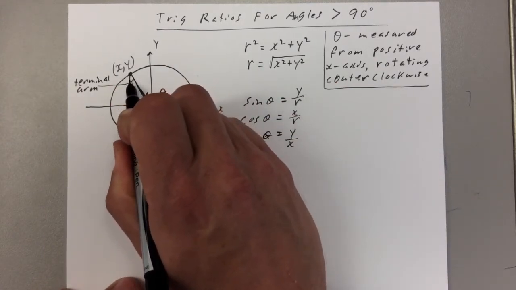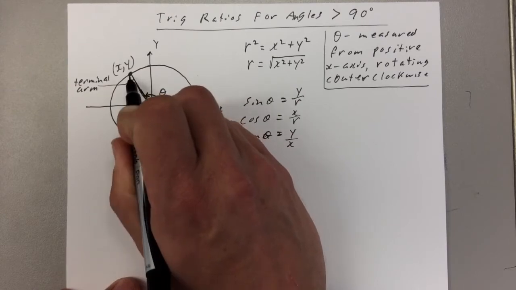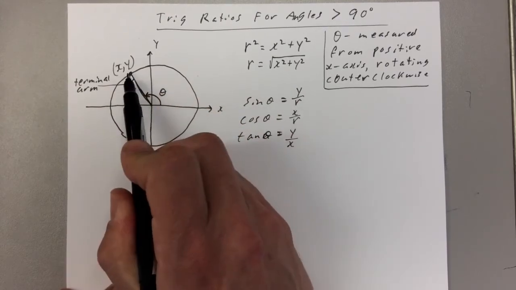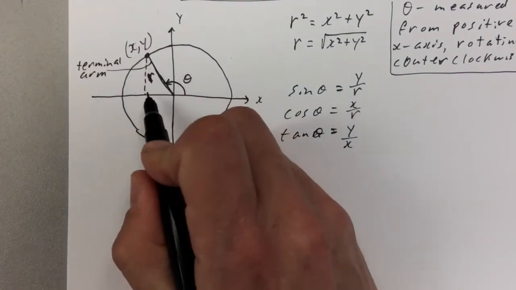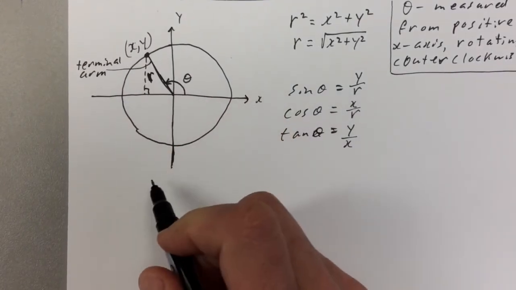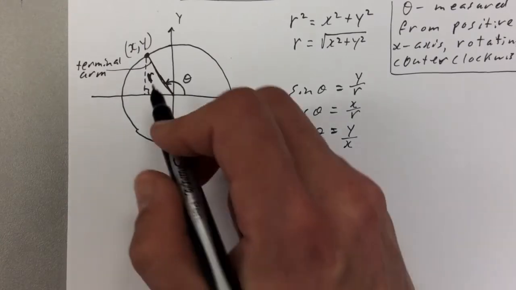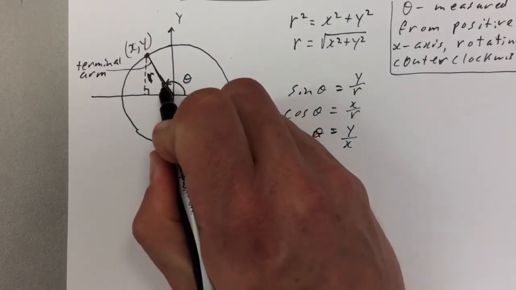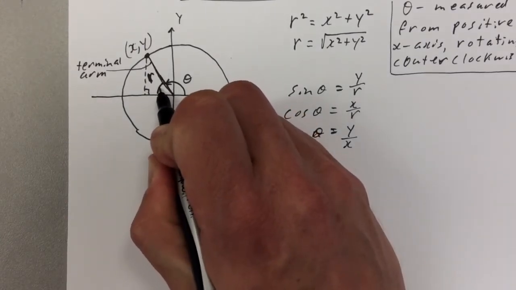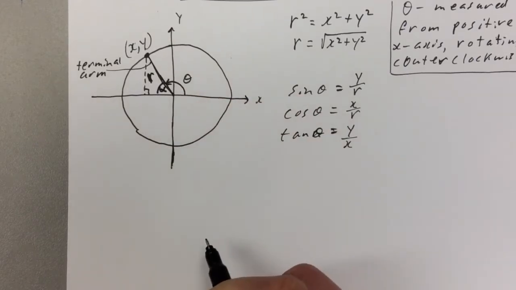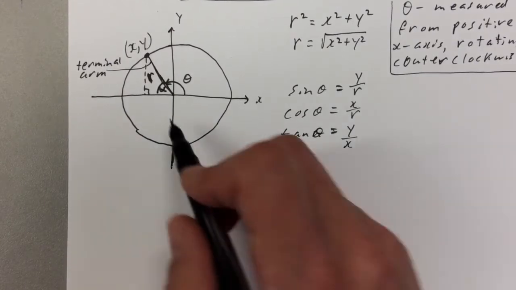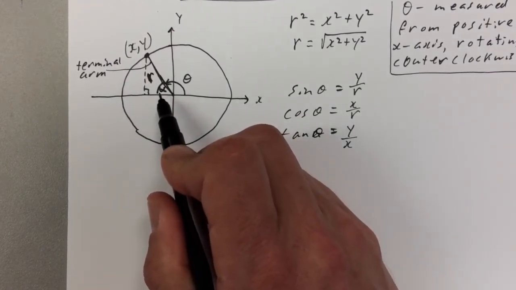So we're going to drop a perpendicular from the tip of that arm there. Okay, so drop a perpendicular down, so that's 90 degrees. And I'm going to then define an angle in here. It's going to be called alpha. Alpha is going to be called the related acute angle.